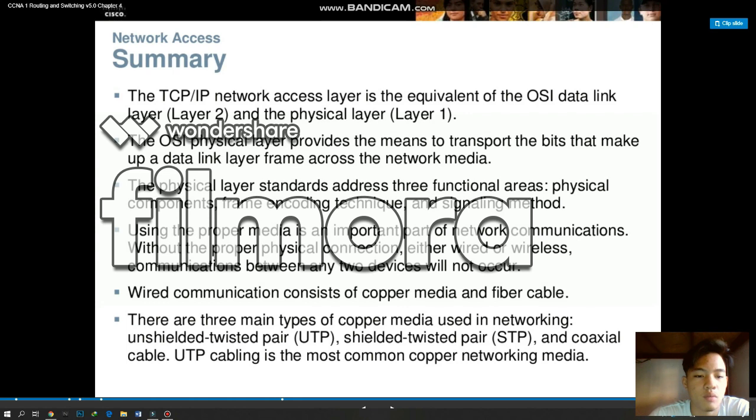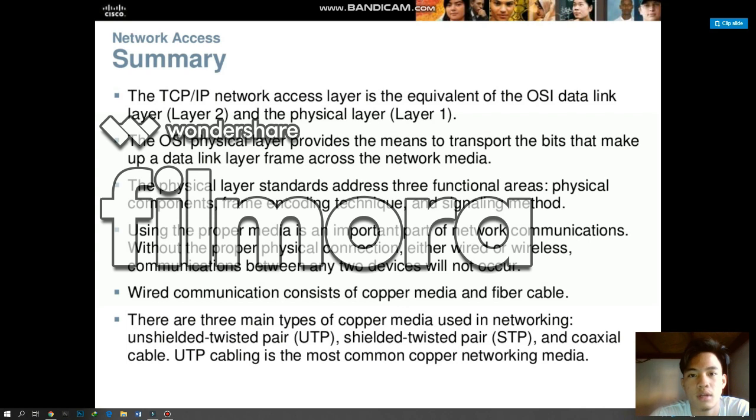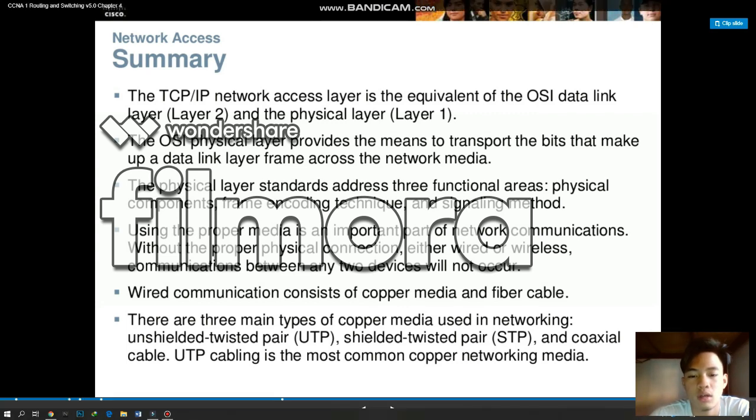Next, wired communication consists of copper media and fiber cable. As we all know, the very common media is the copper media, which is widely used nowadays, and there is also the fiber cable, which is faster than the copper media because it uses rays of light to transport network data, so it is better than the copper media.